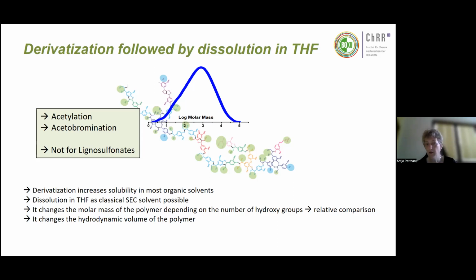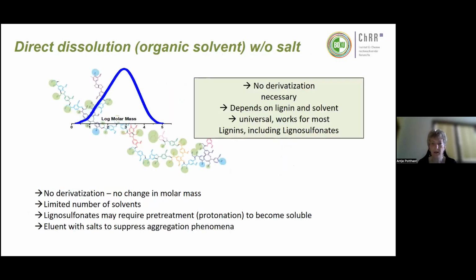But if you have no other reason to do the acetylation, if you just want to measure a molar mass distribution, maybe you don't opt for this derivatization method. In addition, the whole thing doesn't work for the lignosulfonates because they are very hard to derivatize. So that is something you have to keep in mind. But once you have acetylated or acetobrominated lignins, you can easily go for an organic solvent like THF.